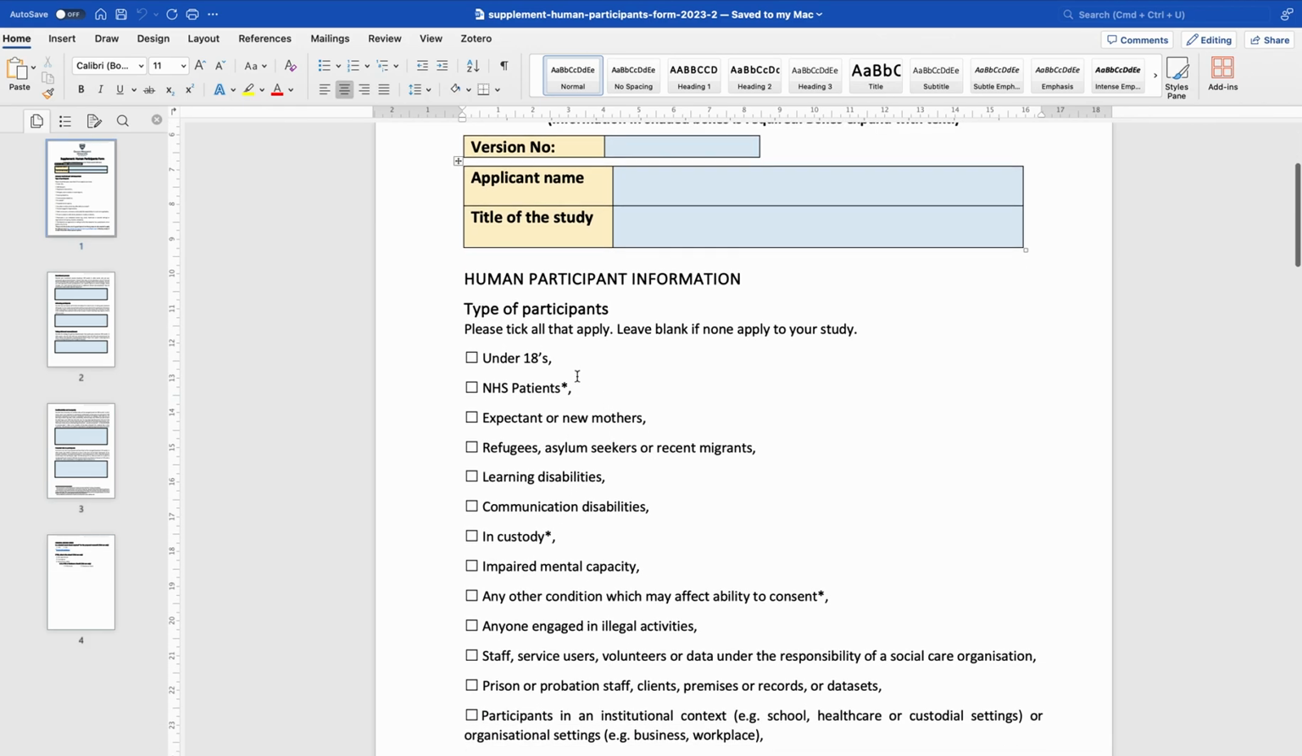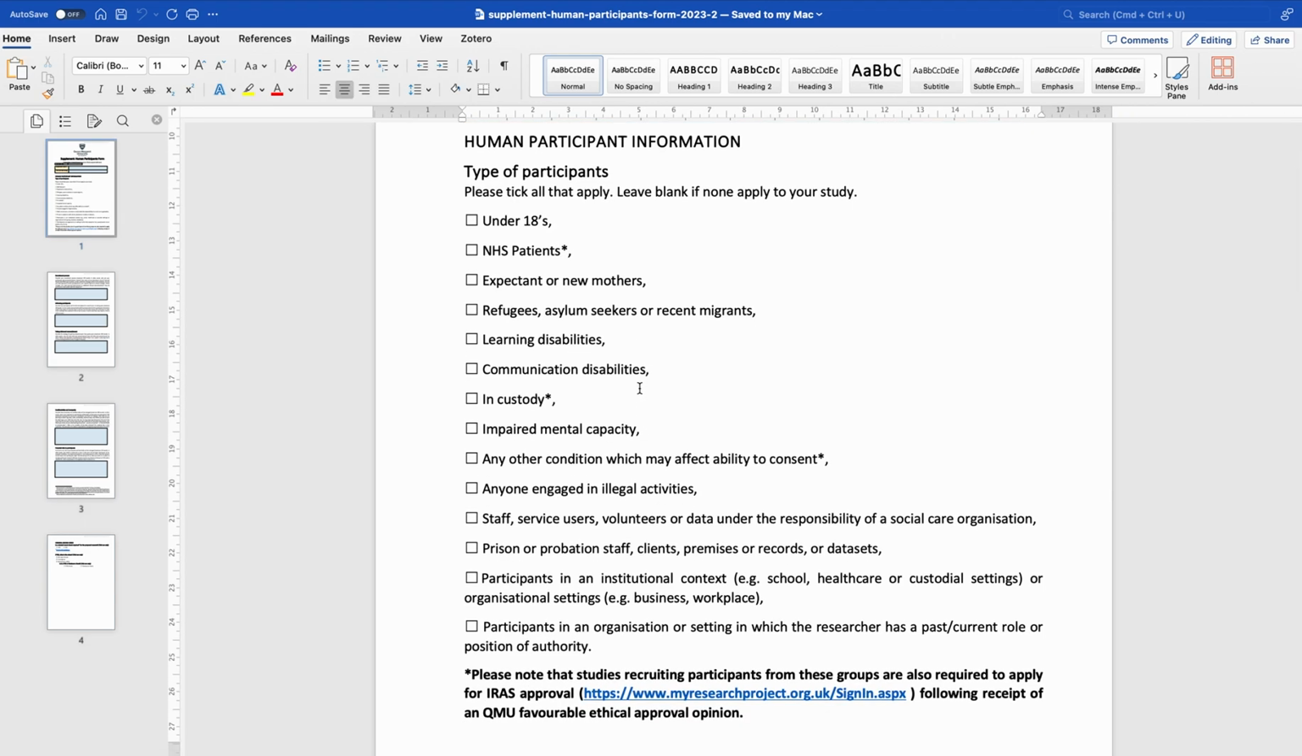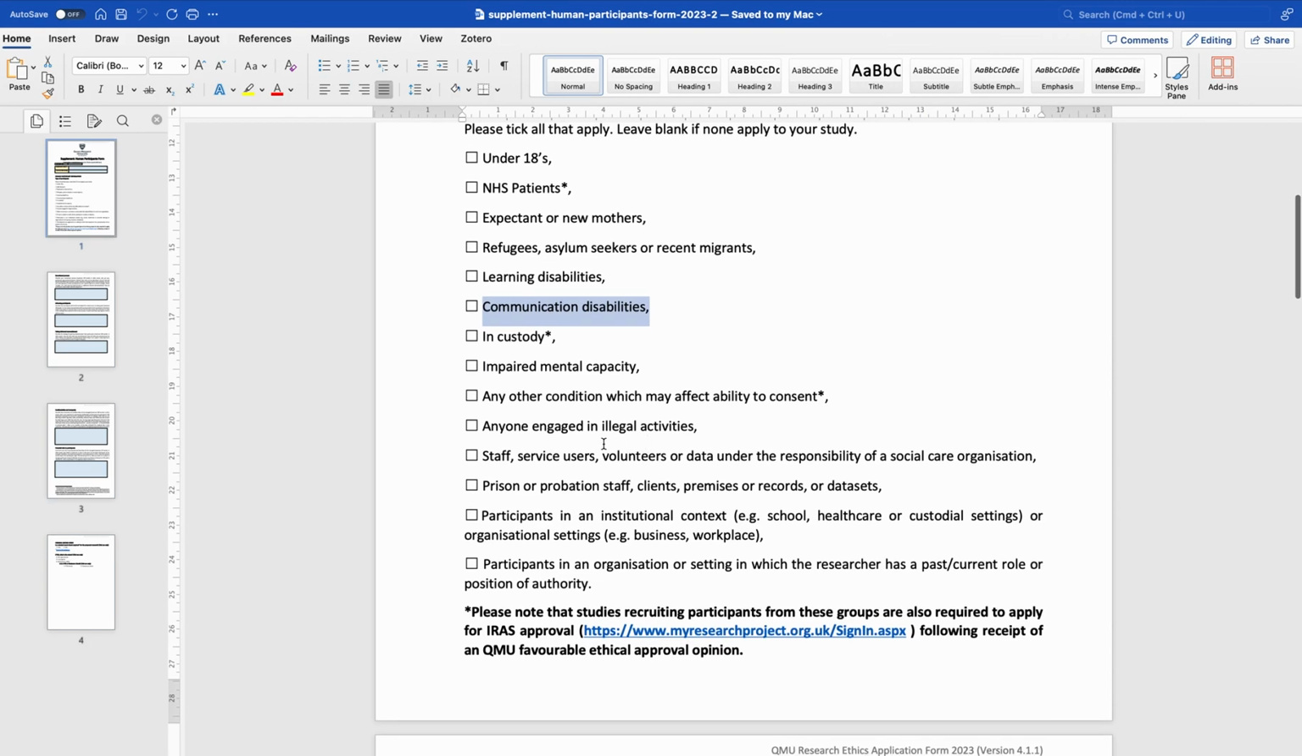Look at what types of participants you will be recruiting. Note that if none apply to your study, you leave this blank. It's very unlikely that you will be recruiting NHS patients. Some of you may be dealing with under 18s. Look at the other titles and think about those. Communication disabilities is possible, learning disabilities is possible as a criterion for your study, and some of the other ones may be applicable to your study.